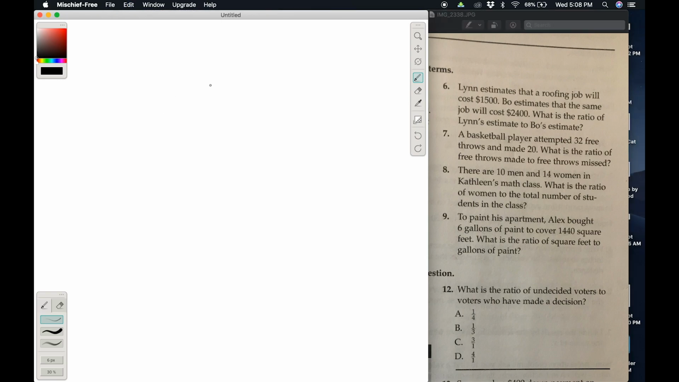Okay, 1,500. This is going to be a pretty easy one because we know that 100 goes into both of these. I'm wondering if there's anything else that goes into both of these that might be larger than 100. Well, who knows? We can start with 100 since that's a pretty big number. 100 goes into 1,500 15 times, and into 2,400 24 times.